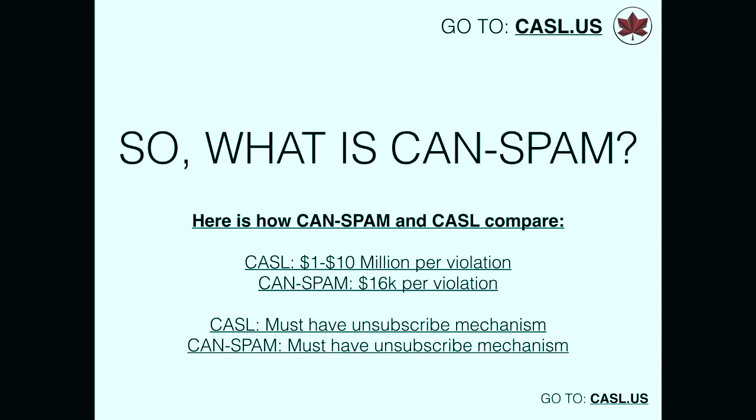Now, here's one more comparison for you. Under CASL, you can be fined between $1 million and $10 million per violation. Meanwhile, under CAN-SPAM, that fine was capped at $16,000 per violation. That means CASL is about 60 to 600 times worse than CAN-SPAM. Talk about a huge chunk of change, right? Now, under CASL you have to have an unsubscribe mechanism, and under CAN-SPAM you also must have an unsubscribe mechanism. And in that regard, CASL and CAN-SPAM were a lot alike.